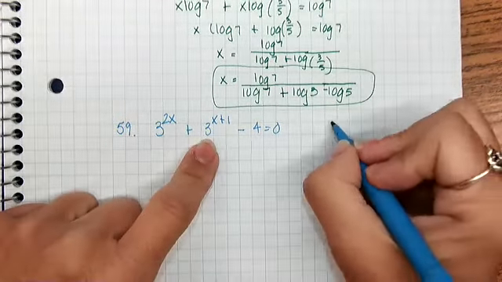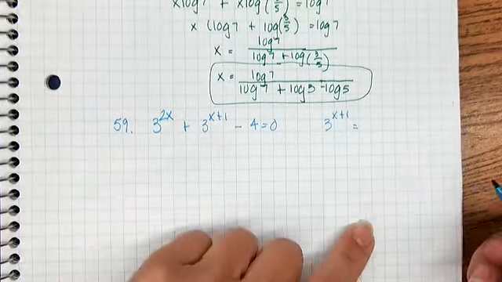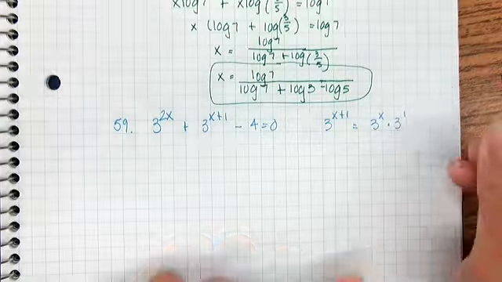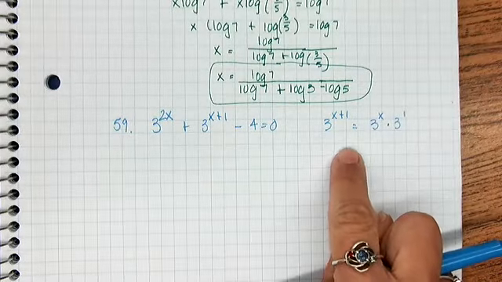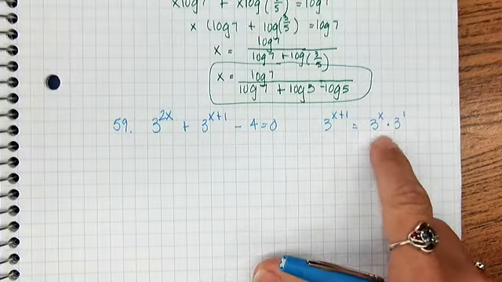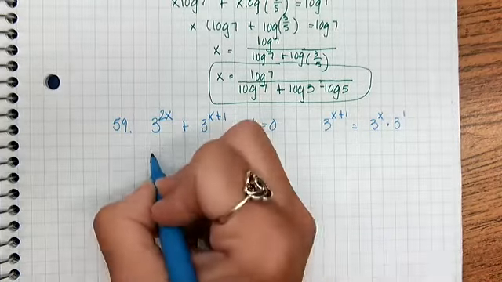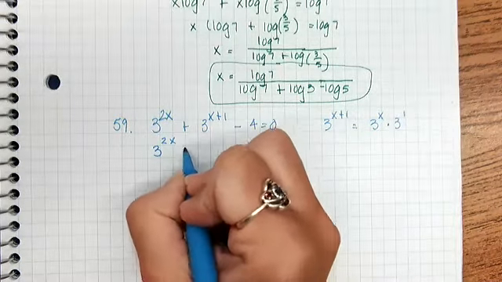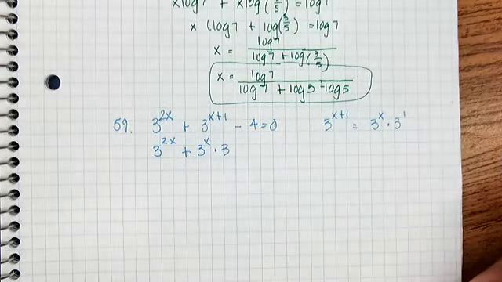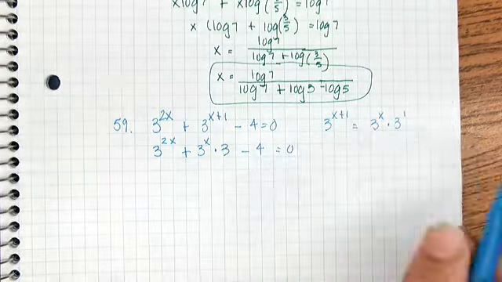Okay, little side note. This is going to matter big time. 3 to the x plus 1 is the same thing as 3 to the x times 3 to the first. This is the key to the problem. Multiply terms, add exponents. So when I multiply 3 to the x times 3 to the first, I end up with 3 to the x plus 1. So this is now 3 to the 2x plus 3 to the x times 3, and then minus 4 equals 0.